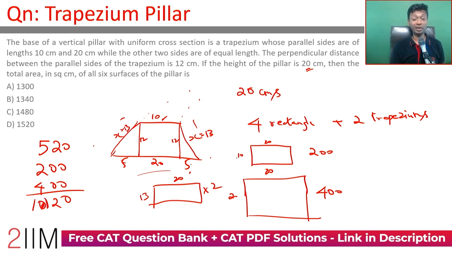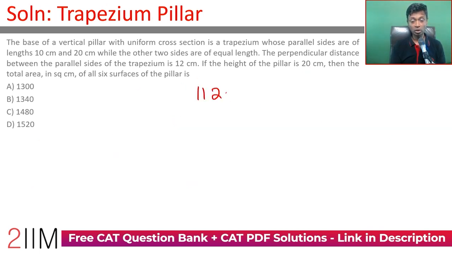This is the sum of the 4 rectangles. So far we have not accounted for the trapeziums. This trapezium into 2 is what we need to account for. The area of this trapezium is half into 12 into 10 plus 20, the sum of the 2 parallel sides. So 10 plus 20 is 30, 6 into 30, 180. The 2 trapeziums' area would be 2 into 180, which is 360. So we add 1120 with 360, and we'll get 1480.